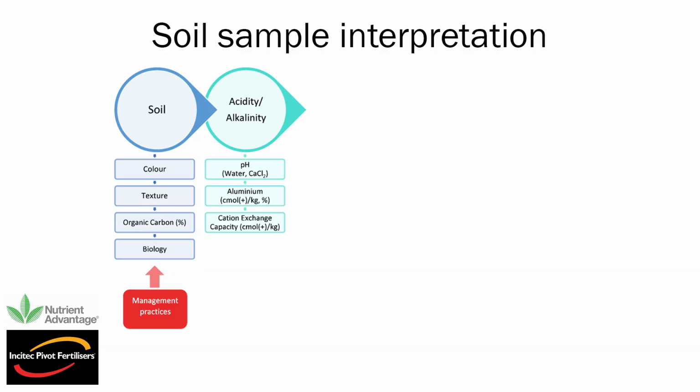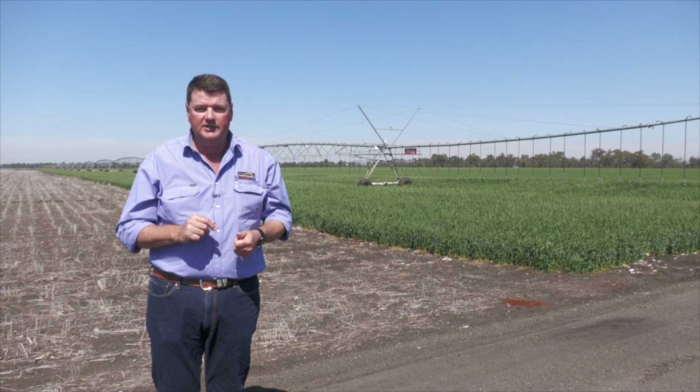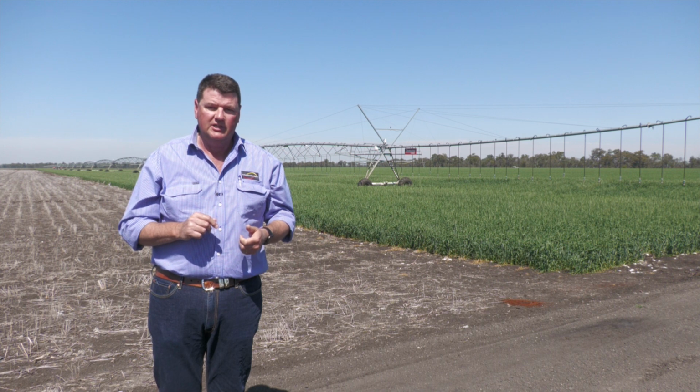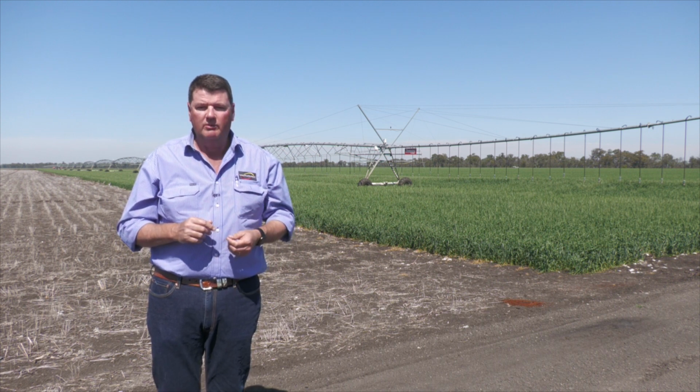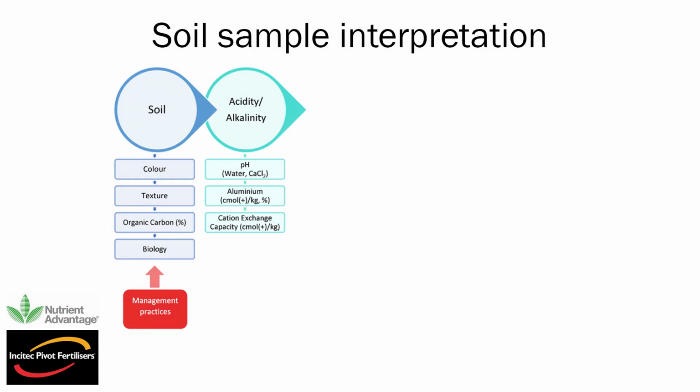And the other one is cation exchange capacity. Now that's a measure of the heaviness or the lightness of our soil and our ability to hold nutrients. And again, that's most important in particularly some of those subtropical and now tropical environments where we're trying to hold nutrient for crop demand later in the season. The ameliorant with acidity, of course, is lime.